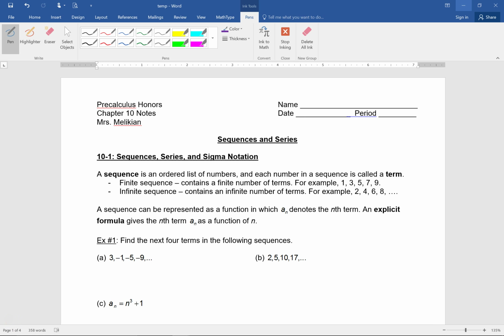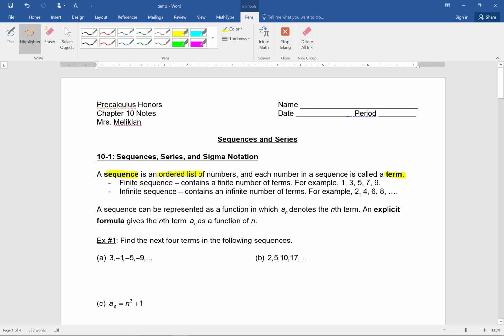All right, so sequences and series. Let's start with sequences first. All a sequence is, is a list of numbers. That's all it is. It's an ordered list, meaning they're in increasing or decreasing order. Each number in a sequence is called a term.